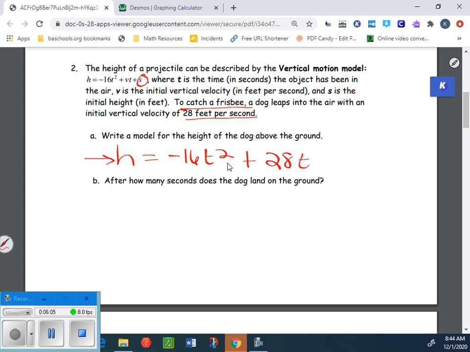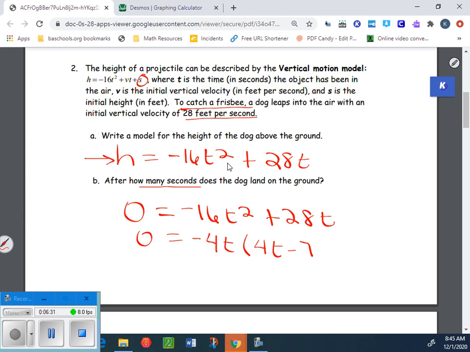I can figure out what his height is. After how many seconds does the dog land on the ground? So again, we're back to that. When does he come back down to a 0 height? Well, since we don't have a constant or a c, I can just factor this one out. This one's easily factorable. They both have a common factor of negative 4t. So I can take that out. I'm left with 4t minus 7. So I know that I then can say negative 4t equals 0 or 4t minus 7 equals 0.